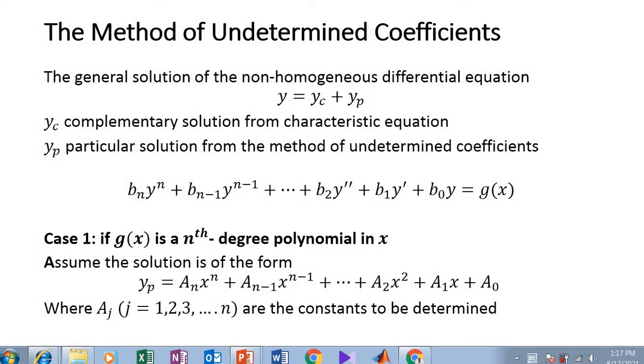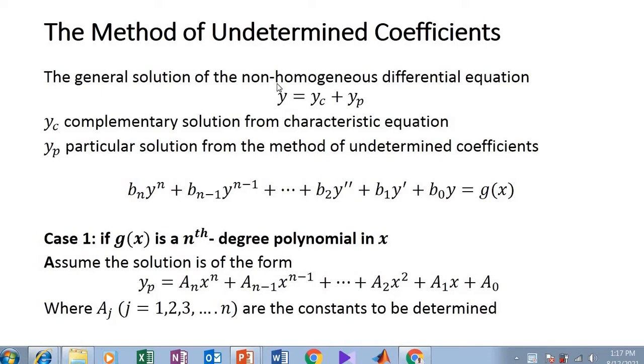Alright, so welcome back guys, and today we want to cover the following topic: the method of undetermined coefficients. That's what we want to cover in this section. The general solution of a non-homogeneous differential equation is given by the form y equals yc plus yp.